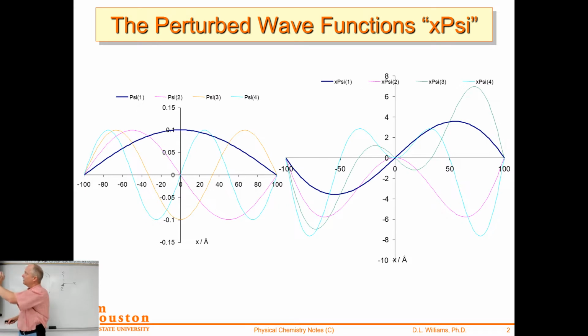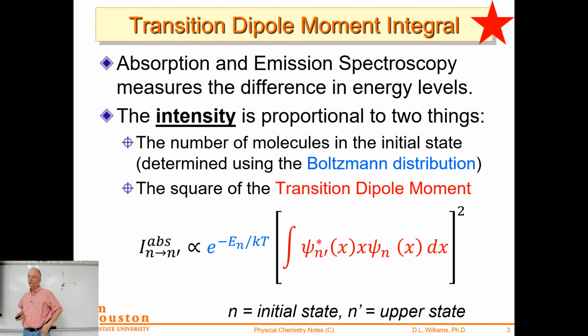So on the left is our ground state, the blue curve, and on the right is x times that blue curve. It's perturbed that wave function, and now it's changed the symmetry. It was even, now it's odd. And if you look at that function times, say, the n equals 2 state, they're compatible now. There could be a symmetry allowed transition. And so we're looking at these perturbed wave functions, and that's part of the transition dipole moment integral.